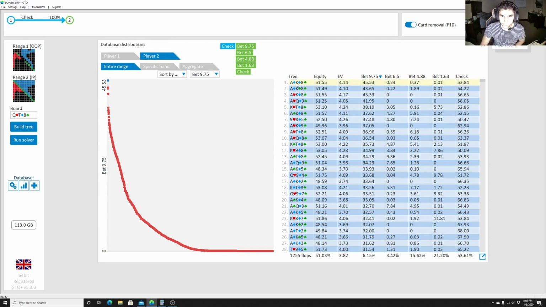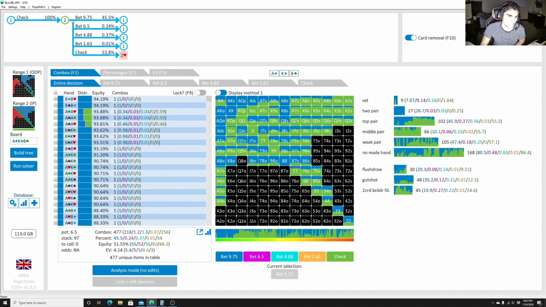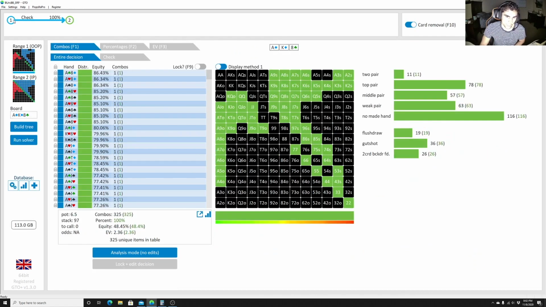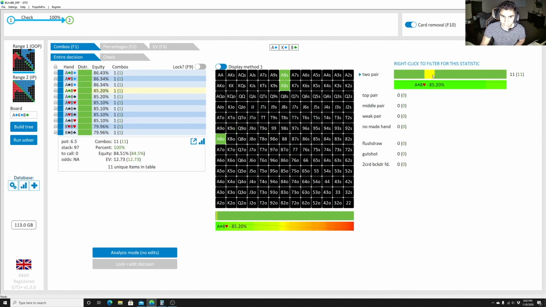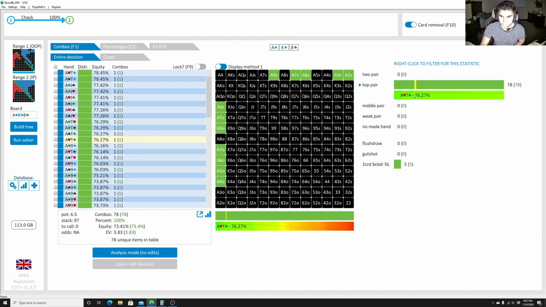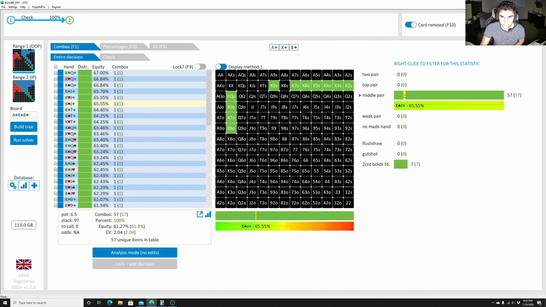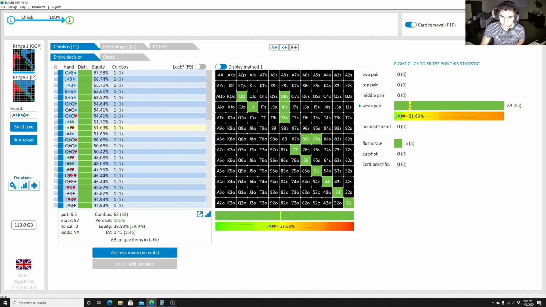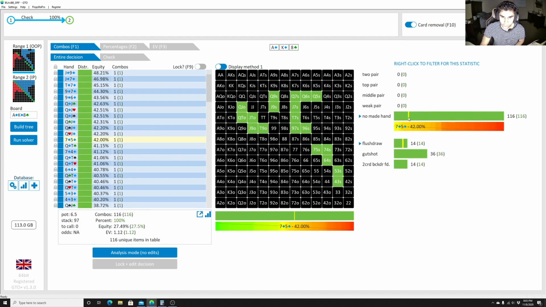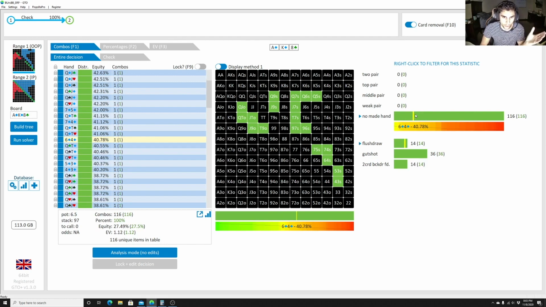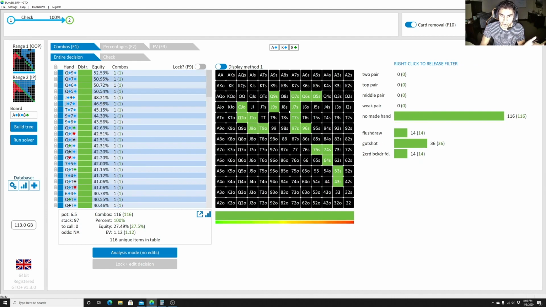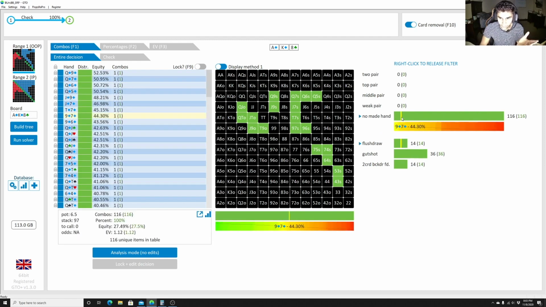So if you look at a flop like Ace King 8 two tone, and we look at the big blind's range, the big blind has a lot of high value hands here. The big blind has some two pairs, a lot of top pairs, tons of middle pairs, weak pairs, which make up a large chunk of the range. Let's look at no made hands. This is all the air in big blind's range, and some of this air will still qualify as draws that big blind will defend with.